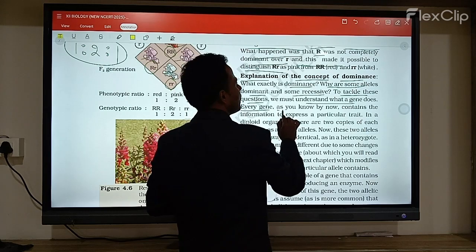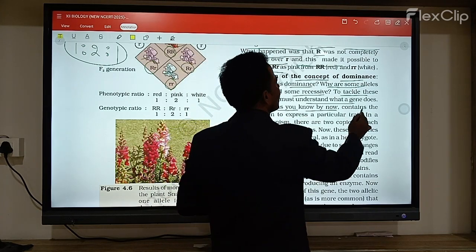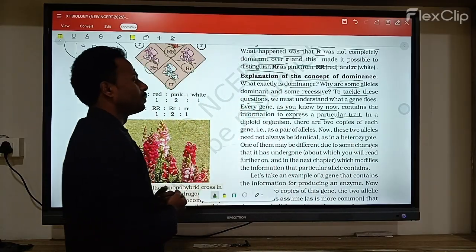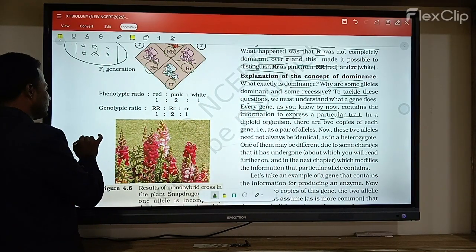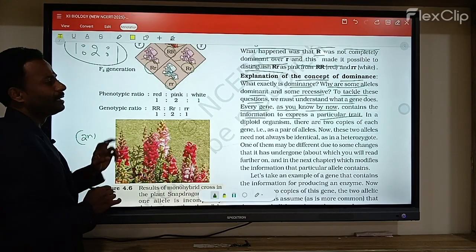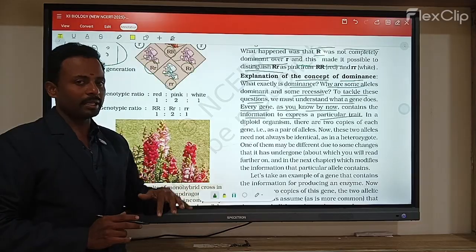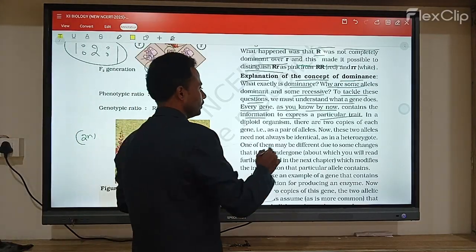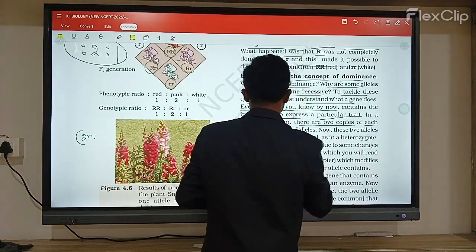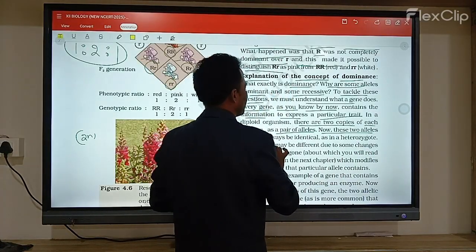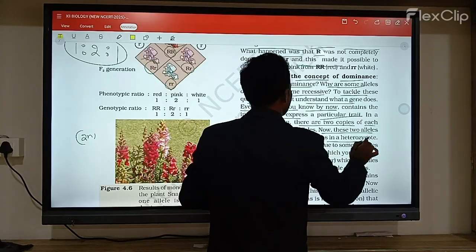Every gene contains the information to express a particular trait in diploid organisms. So when you observe diploid organisms, some characters are completely expressed, and some characters are completely recessive. These are the two copies of each gene, a pair of alleles. These two alleles need not be identical in a heterozygote.